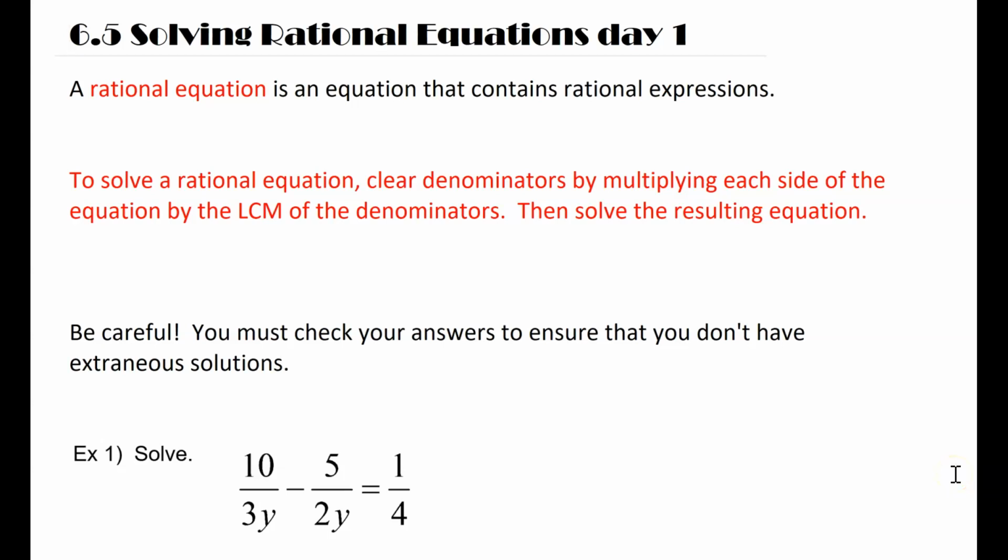Oops, let me unfreeze the screen here. Today we are, there we go, unfrozen. Looking at solving rational equations.